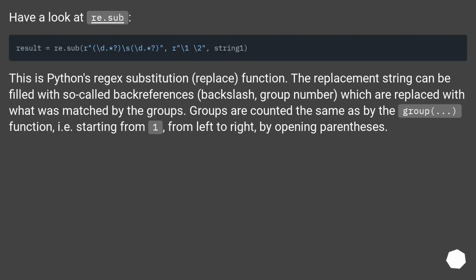Have a look at re.sub. This is Python's regex substitution, replace, function. The replacement string can be filled with so-called back references, \, group number, which are replaced with what was matched by the groups. Groups are counted the same as by the group function, i.e. starting from 1, from left to right, by opening parentheses.